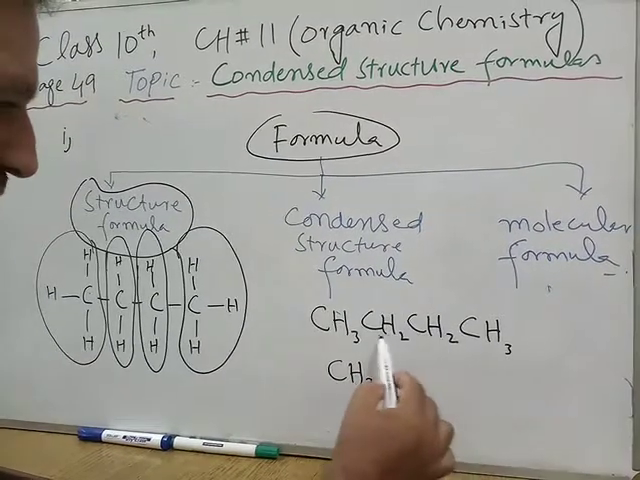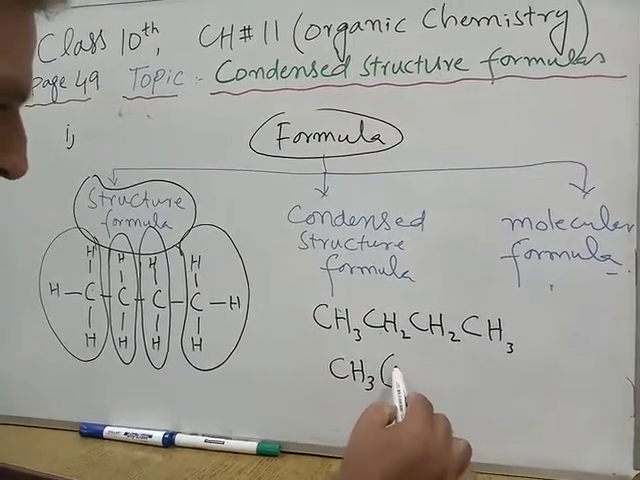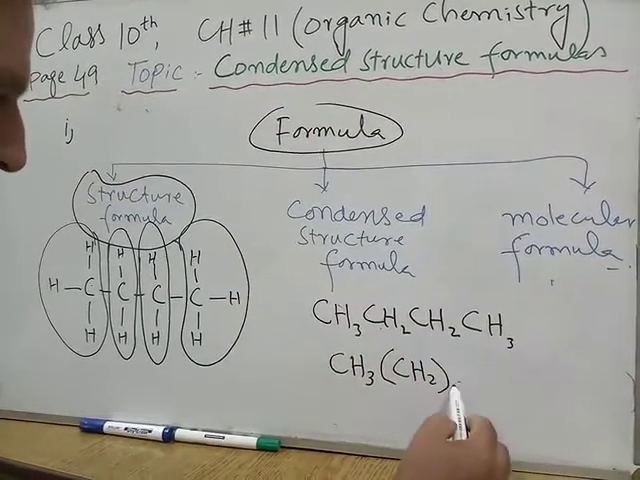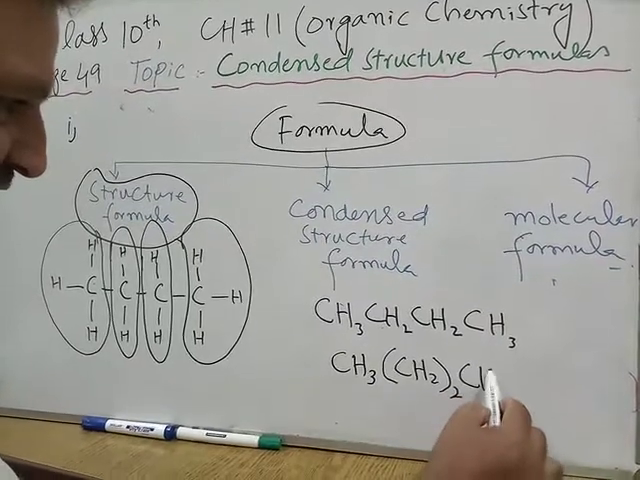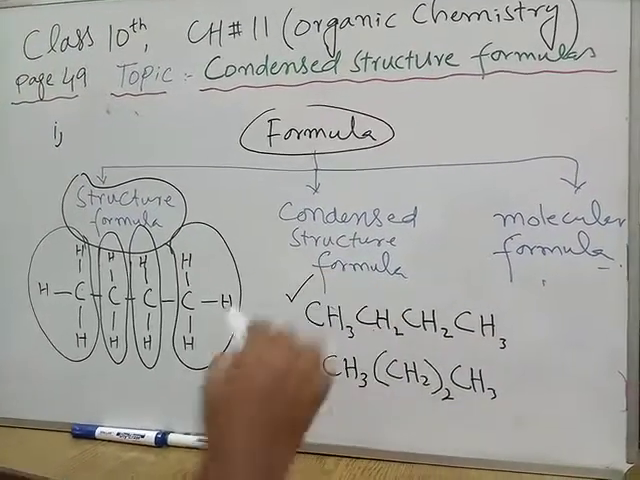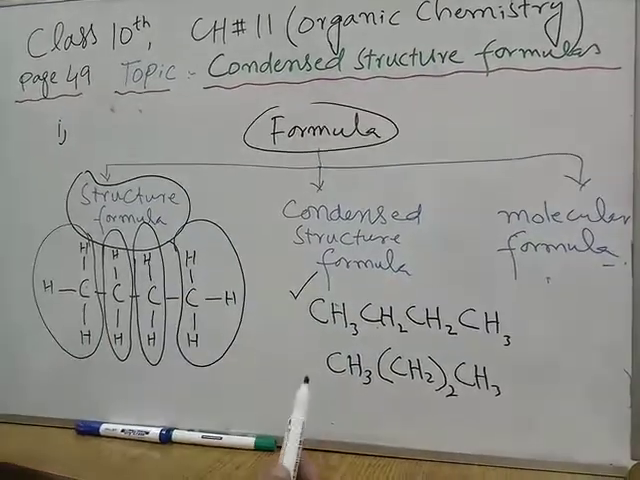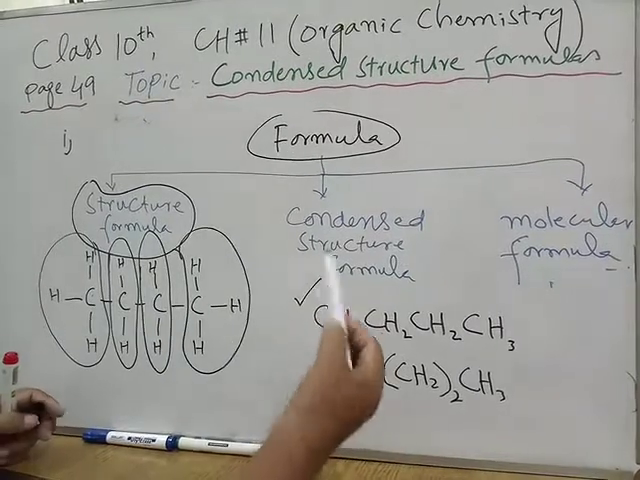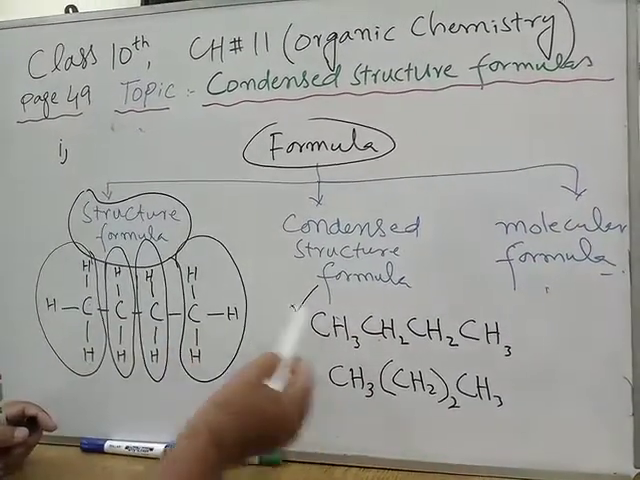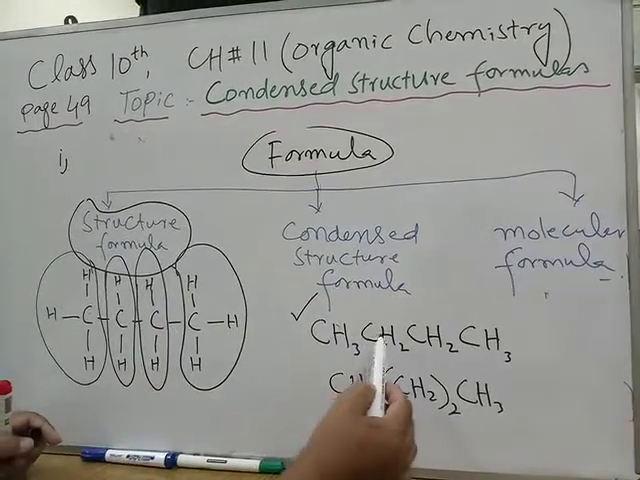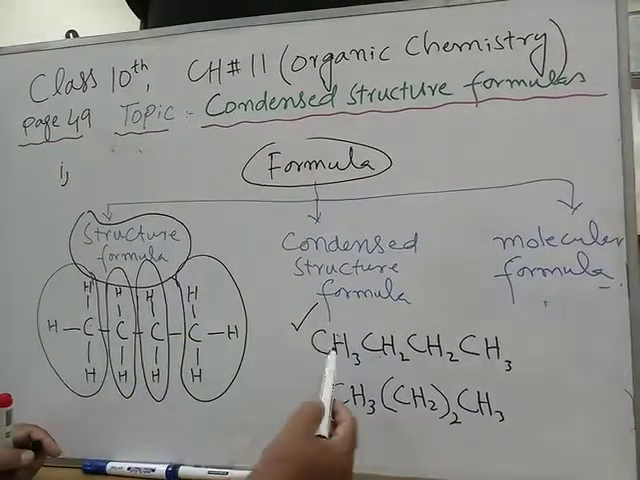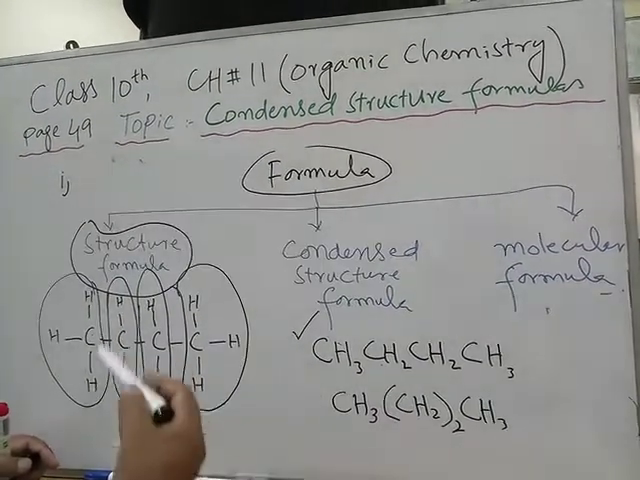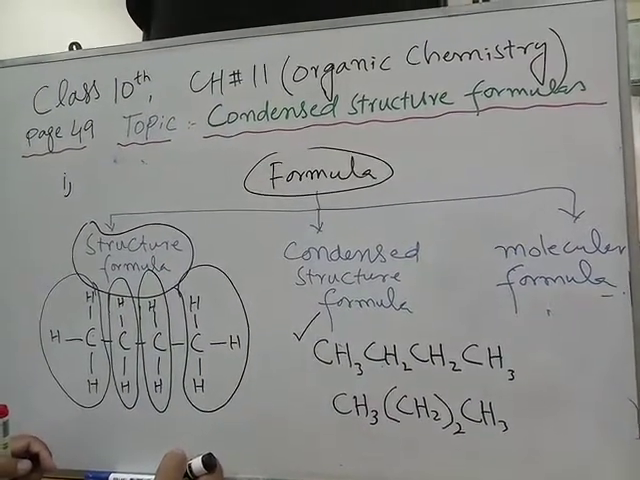How many CH2 are these? 2. So write bracket CH2, and how many of these are there? 2, so bracket twice, and again CH3. Such formulas do not show all the bonds, but they just show the structure in terms of some abbreviations. For example, abbreviation CH3 is for this one, and CH2 for this. CH3 is called methyl, CH2 is called methylene. So these are the condensed structure formulas.